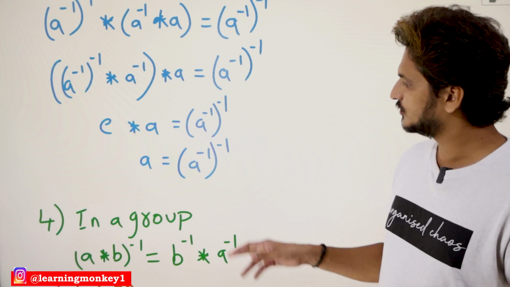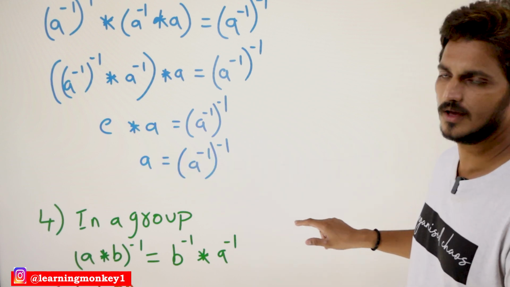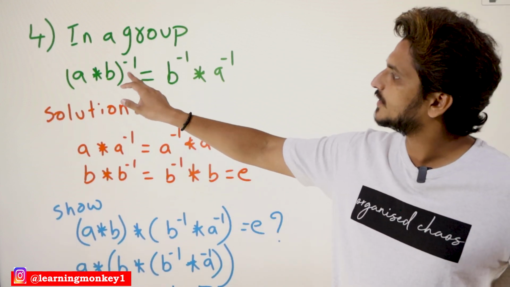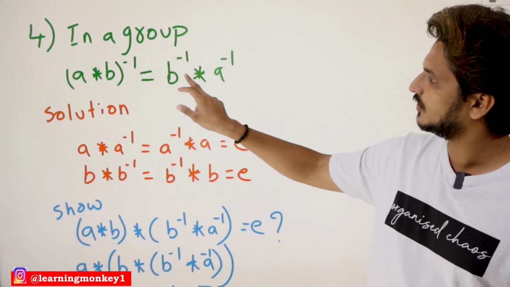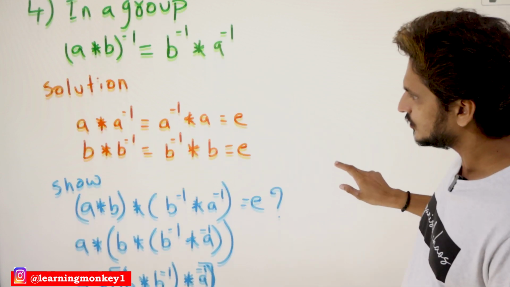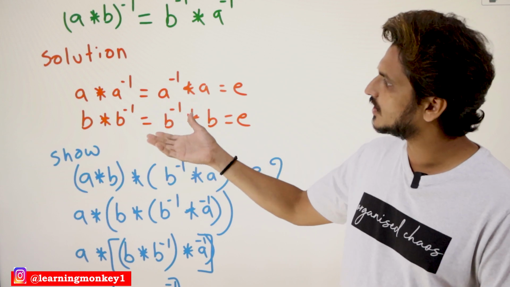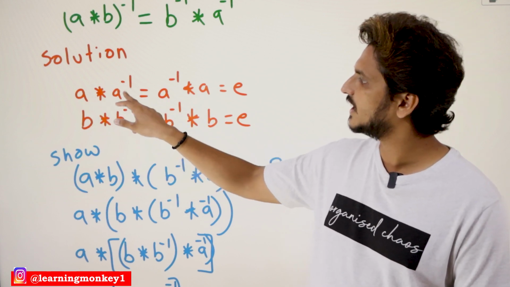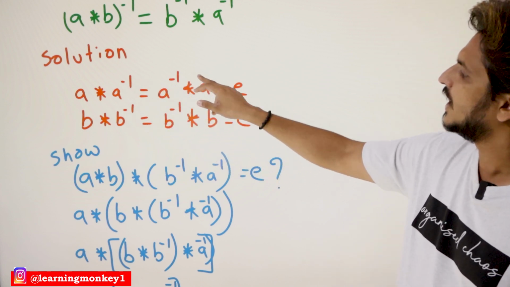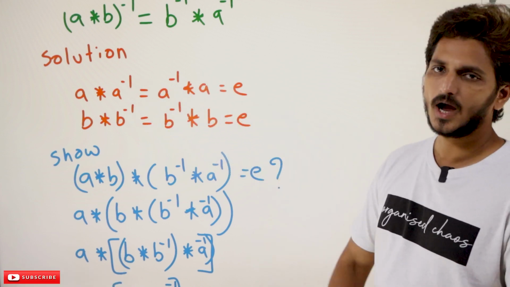So that is what we need to show. A inverse, whole inverse is equal to A. Now coming to the next property in a group, (A binary operation B) whole inverse is equal to B inverse binary operation A inverse. In order to show this, these two conditions we already know. If you assume that A and A inverse are the two elements, A binary operation A inverse is equal to A inverse binary operation A, equal to identity element.